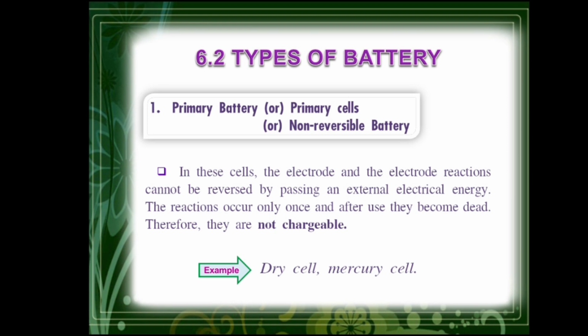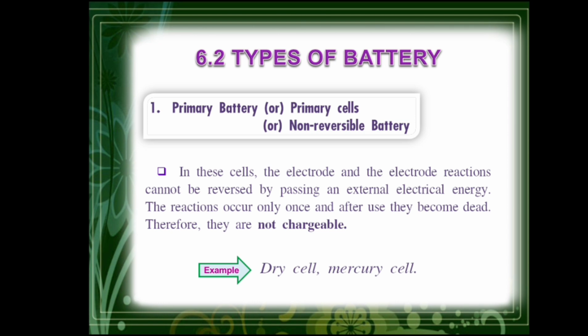Next, types of battery. There are three types of battery. The first one is the primary battery, otherwise called primary cells, in other words, non-reversible battery. In these cells, the electrode and electrode reactions cannot be reversed by passing an external electric current. The reactions occur only once and after use they become dead. Therefore, they are not chargeable.